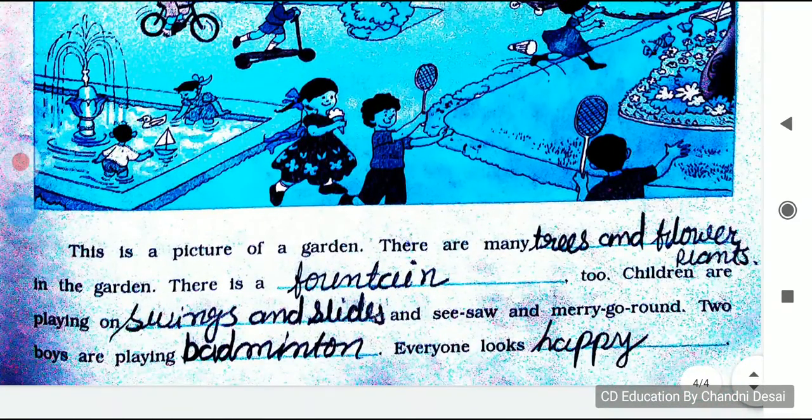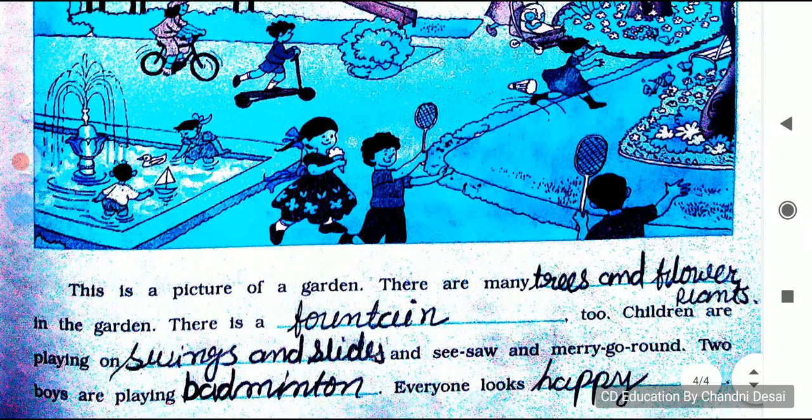Answer, this is a picture of a garden. There are many trees and flower plants. In the garden, there is a fountain too. Children are playing on swings and sliding, seesaw and merry-go-round. Two boys are playing badminton.